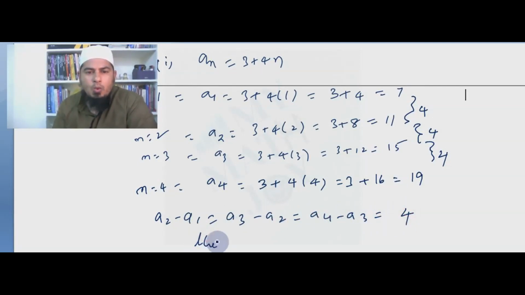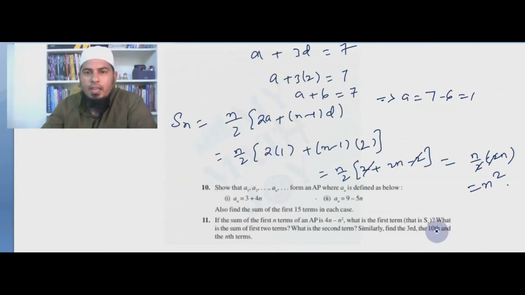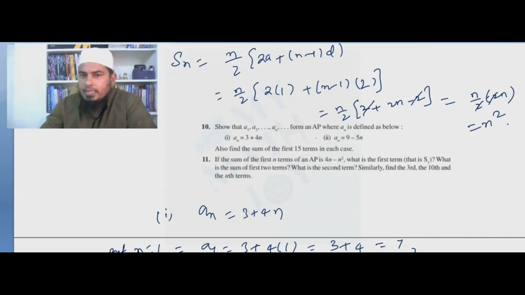The above list of numbers forms an AP. When it forms an AP, we can use any of the AP formulas, that is an, Sn, anyone. Also find the sum of first 15 terms in each case.